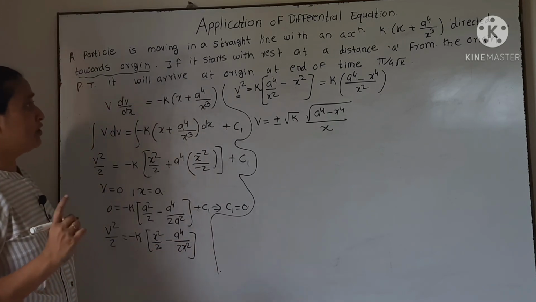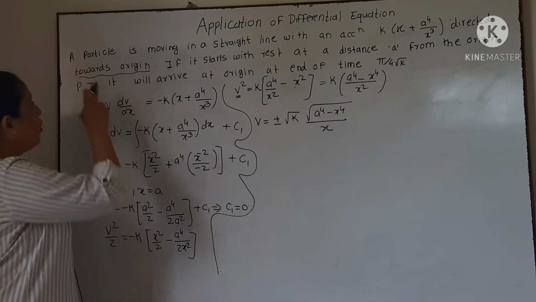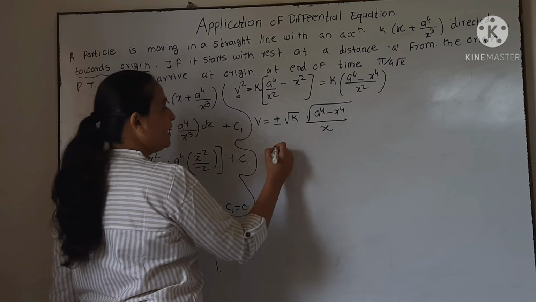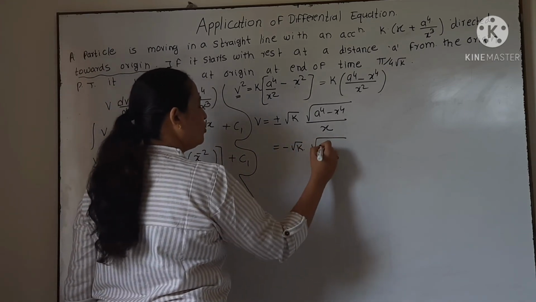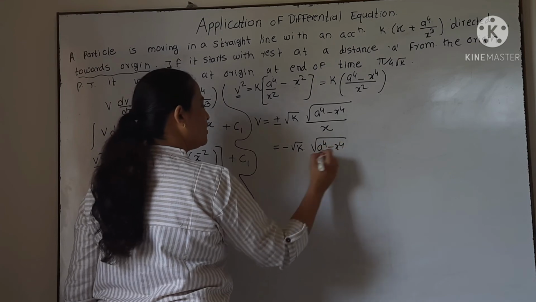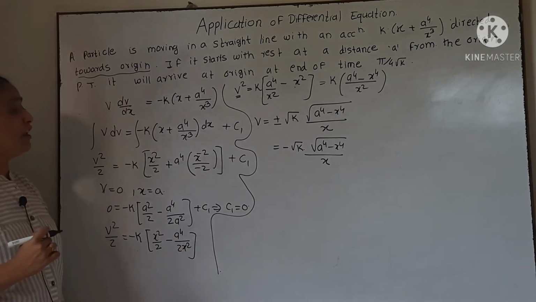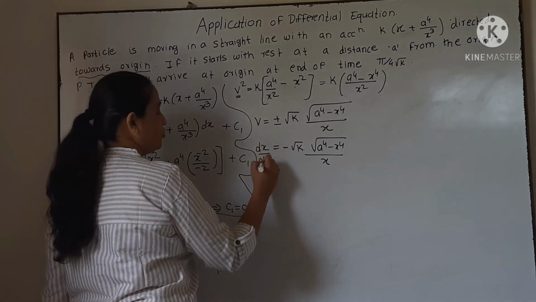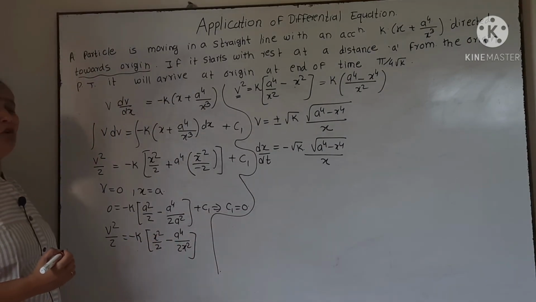Now to consider plus or minus, since this acceleration is directed towards origin, that means opposite to the displacement, we'll consider negative sign, that is minus root k into under root of a raised to 4 minus x raised to 4 upon x. We want time here, so we'll substitute the value of velocity. Velocity is nothing but dx by dt. So this expression will be dx by dt is equal to minus root k under root of a raised to 4 minus x raised to 4 upon x.